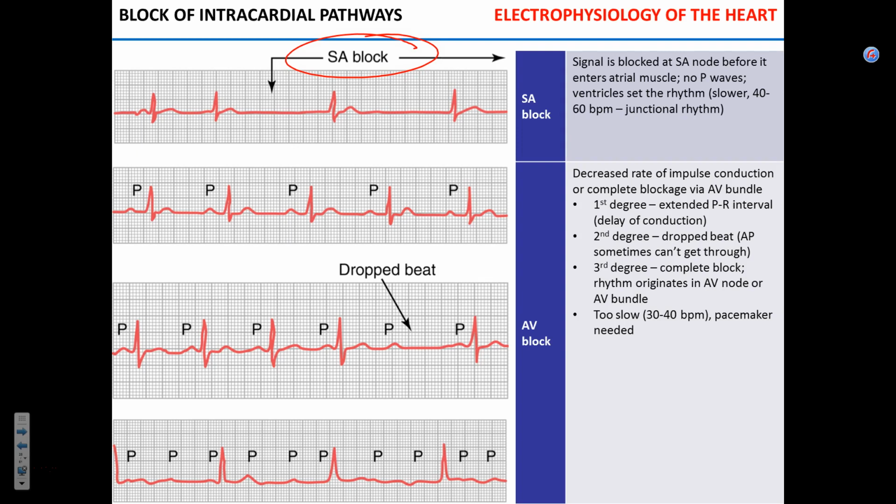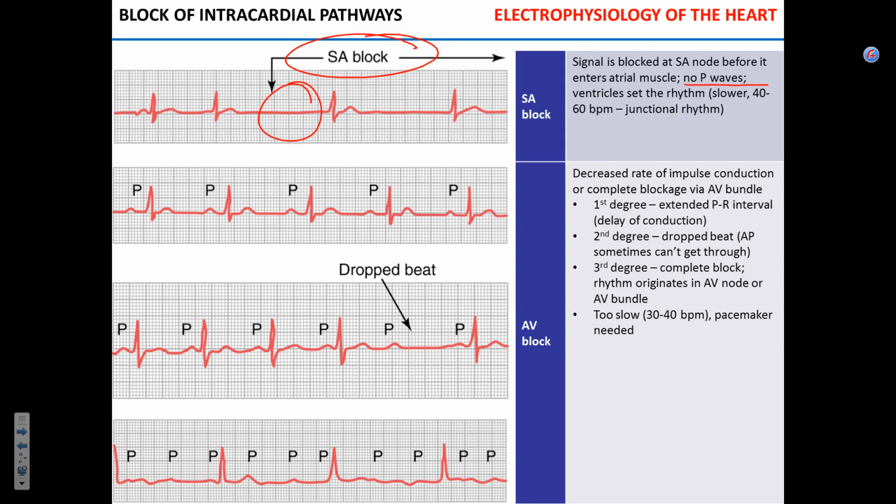SA block, what does that mean? What is not getting depolarized? The SA node is not getting depolarized. Which chamber doesn't get depolarized? Atrium, right? So depolarization of atrium is P wave. No depolarization, no P wave. Does that make sense? That's a typical sign of SA block, no P wave.